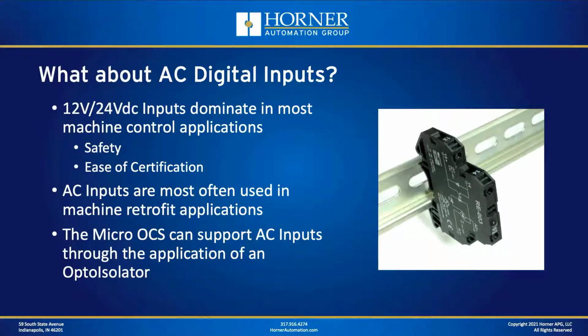Now, the Micro OCS does not directly support any kind of AC inputs. However, it does support them through the application of a device called an opto-isolator. I'm showing on the screen what an opto-isolator looks like, at least one that's intended for industrial automation type projects. That happens to be one that we sell at Horner, the HE-XACD is the part number. Using an external component mounted on DIN rail, you can convert AC inputs over to DC. Let's take a closer look at that.